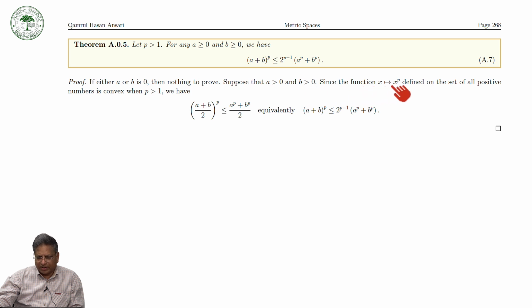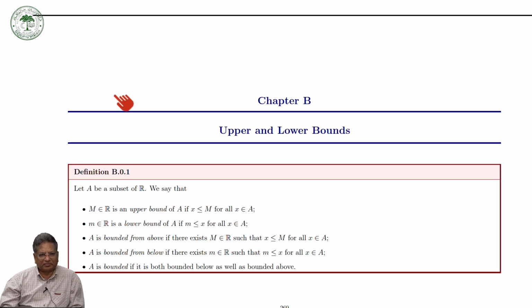Since the function x^p defined on the set of all positive numbers is convex when p is greater than 1, we have this inequality, which is equivalent to this one. Here we are using the convexity of the function. So I think you have studied the definition of the convex function in your class 11 or somewhere.